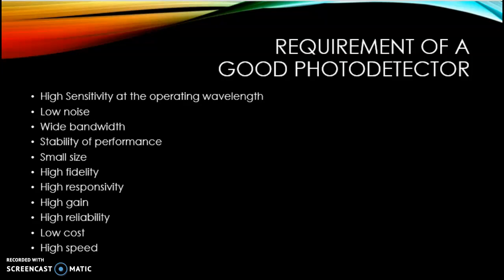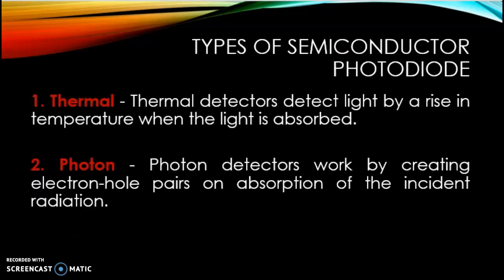What are these criteria? These are high sensitivity at the operating wavelength, low noise, wide bandwidth, stability of performance, small size, high fidelity, high responsivity, high gain, high reliability, low cost. High speed of the detector is usually preferred for optical communication systems, while in some other requirements, high gain is needed. Now, we will see how many types of semiconductor photodiode there are.